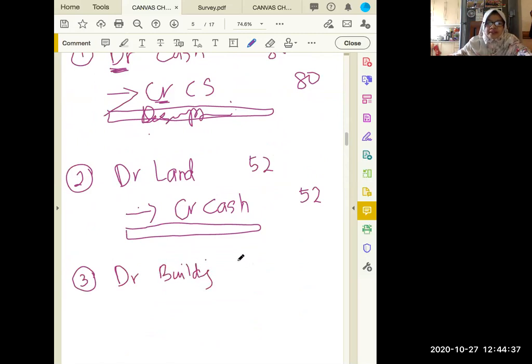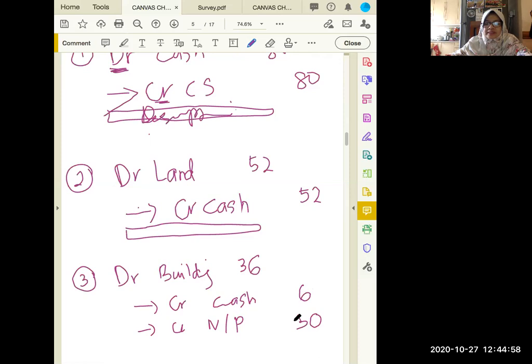How much is the building? 36,000. So you look at this: debit building 36,000. But how do you pay? You credit, indented a bit. You pay by cash, all right? You credit cash 6,000. And you also pay later by credit, your note payable. How much do you pay? 30,000.